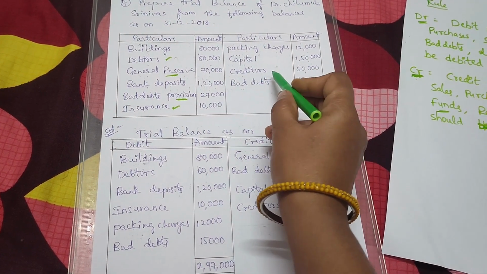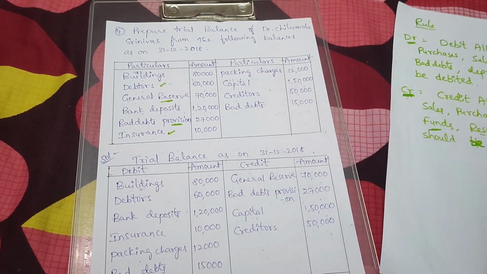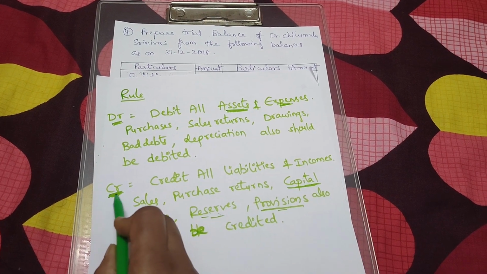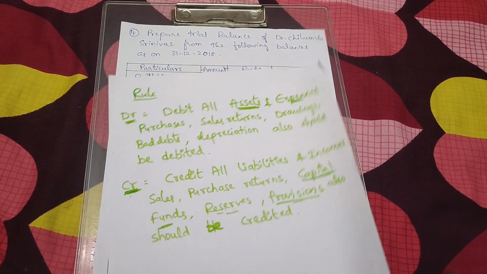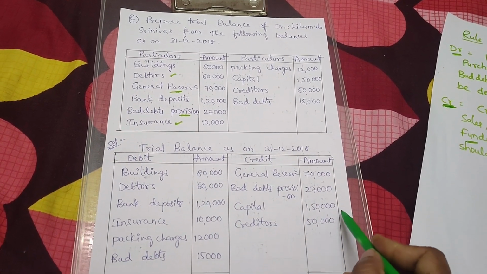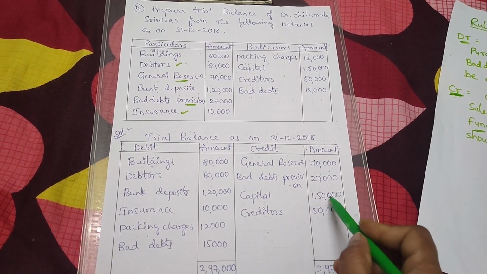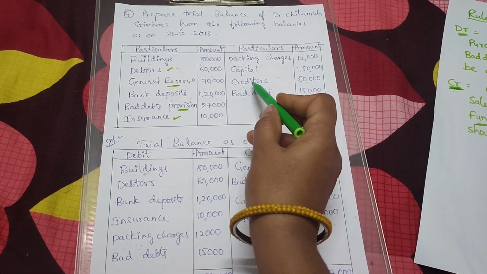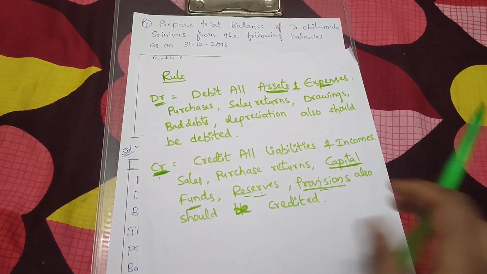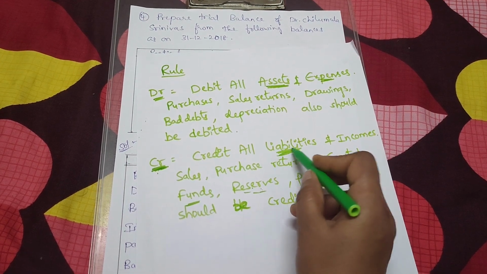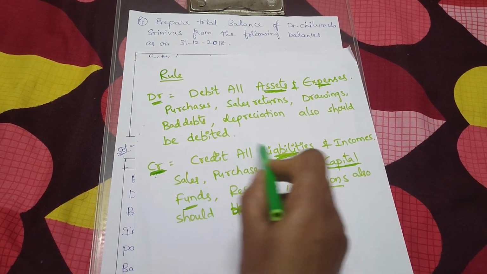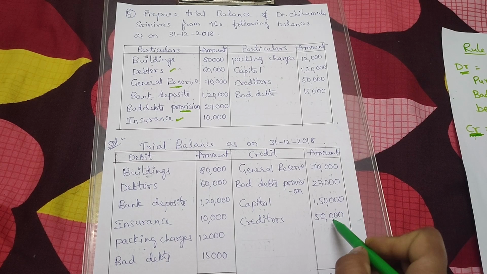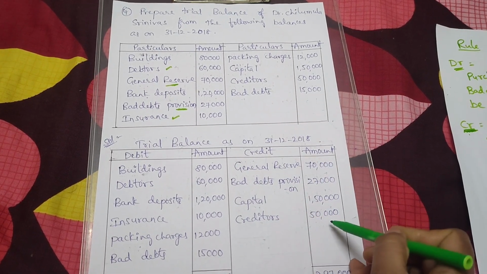Next, capital. Capital, it is given in the rule itself. You can see capital should be credited. So capital is recorded under credit, 1,50,000. Okay. Next, creditors. Creditors is liability. So liabilities we have to credit. So I recorded creditors under credit because it is a liability.